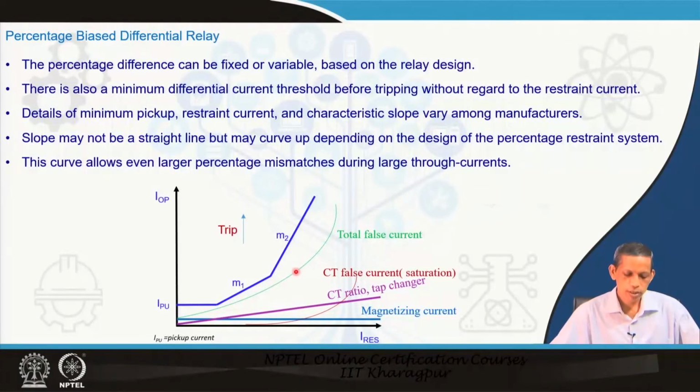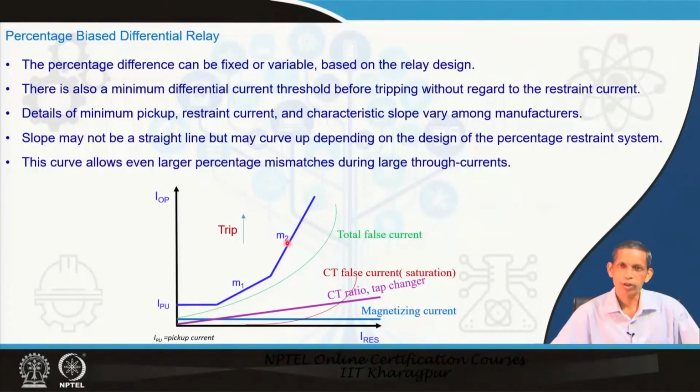So, having some margin above this, so that the decision can be more secure and unwanted tripping can be avoided, we set a curve like this for the differential percentage differential characteristics. And as already mentioned, many relays put two slopes, m1 and m2, and this m2 slope is much higher. Typically, m1 can be 0.2 to 0.3, and m2 can be much larger, as high as 0.5 or so.